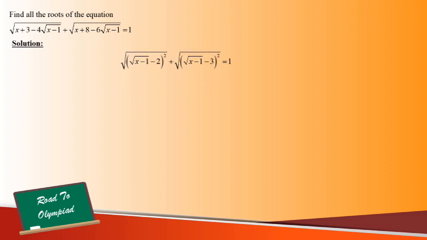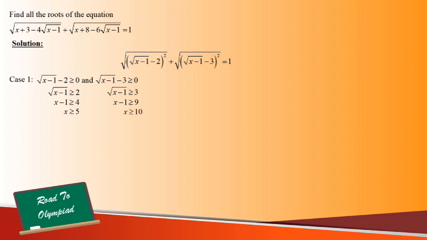Before removing the square root, we need to consider a few cases. First, if both square root of x minus 1 minus 2 and square root of x minus 1 minus 3 are non-negative, which is to say that square root of x minus 1 is greater than or equal to 2, x minus 1 greater than or equal to 4, x is greater than or equal to 5, and square root of x minus 1 greater than or equal to 3, x minus 1 is greater than or equal to 9, x is greater than or equal to 10. Combining the two situations, we have case 1 to be x is greater than or equal to 10.